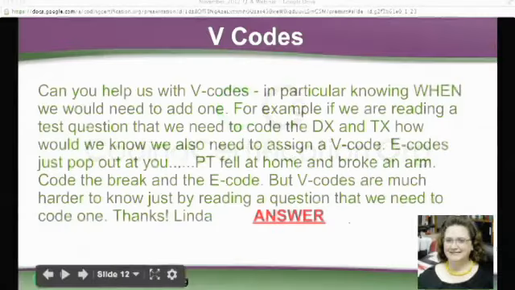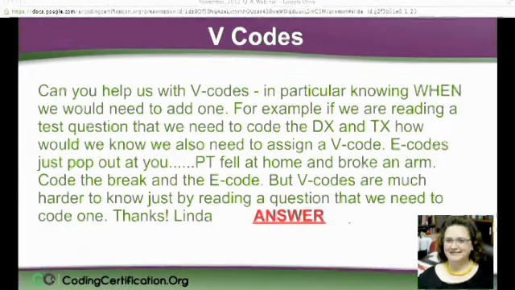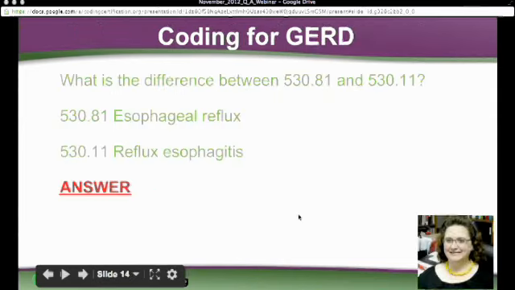When you think of a V code, people get confused because they wonder, how do I know when I need to use a V code? That can get very confusing. If the report says the patient fell at home and broke an arm, code the break, use an E code. A V code would be used if they had said the person had a history of something related to the break.